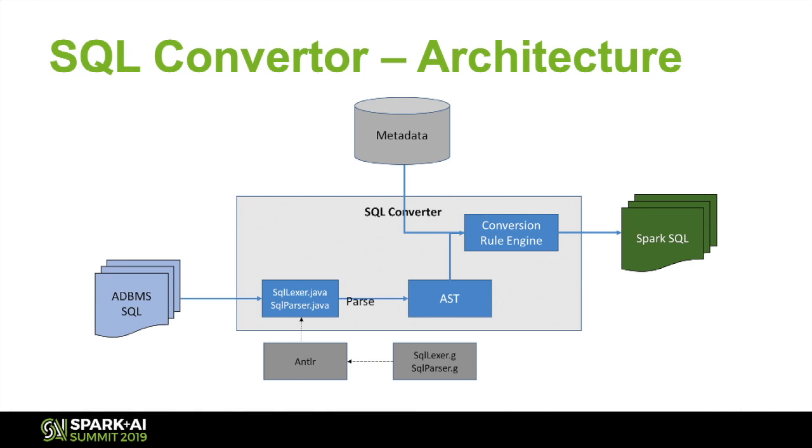Then let us see the SQL conversion part. To do the SQL conversion, first we need to identify the existing ADBMS SQL statement. We use ANTLR to parse the ADBMS query into an abstract syntax tree. And then we walk through the tree and apply the conversion rules. Finally, the Spark query is generated according to the output of the rule engine.